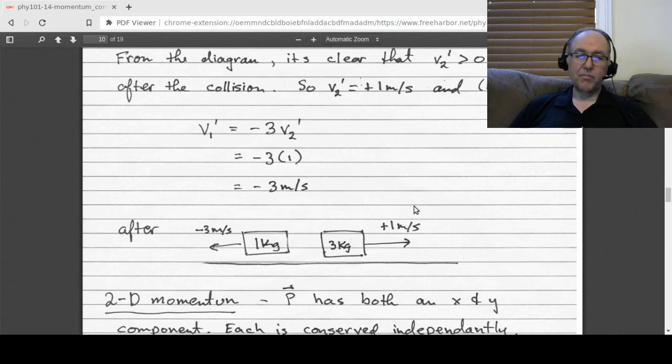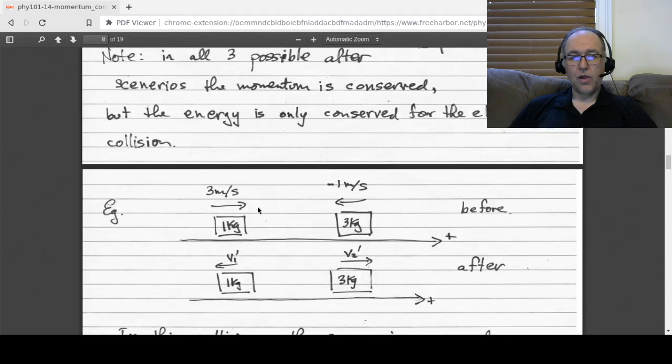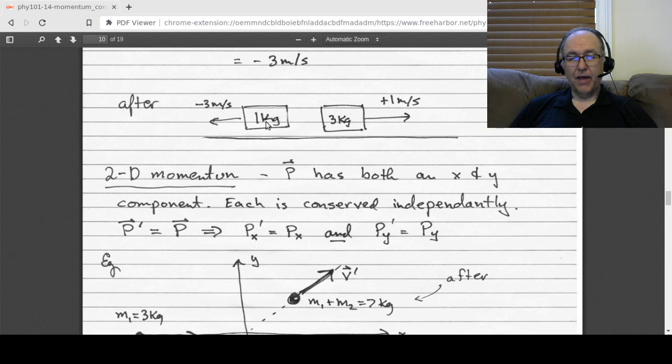If you look at this problem, you look at the before and after. Here's the before: the 1 kilogram moving at 3 meters per second, and the 3 kilogram moving at 1 meter per second. What does it look like after? After, you have the 1 kilogram still moving at 3 meters per second, but in the opposite direction, and the 3 kilogram moving at 1 meter per second, but in the opposite direction. Kind of makes sense. That symmetry worked out here because the total momentum was 0.